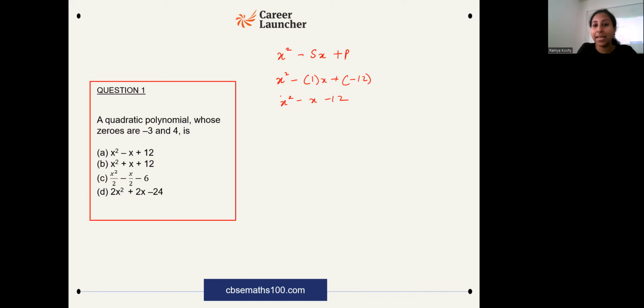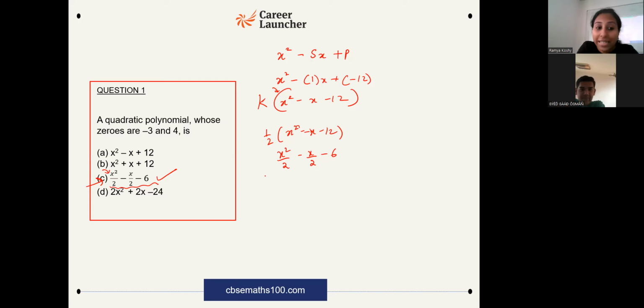Remember what I said yesterday. Any multiple of this could be an answer. Now, if you look at the options, I am clearly multiplying x square with half. So I would take half of x square minus x minus 12. That will become x square by 2 minus x by 2 minus 6. Right? So this could be an answer over here.